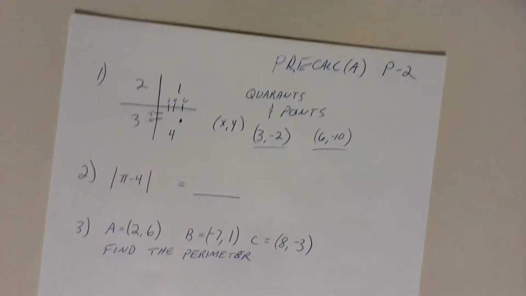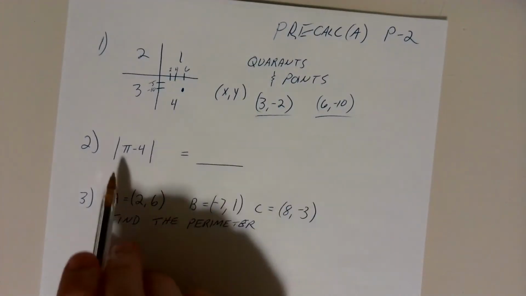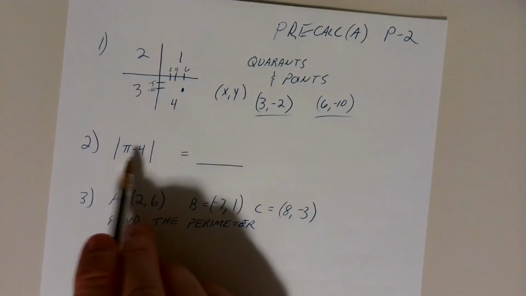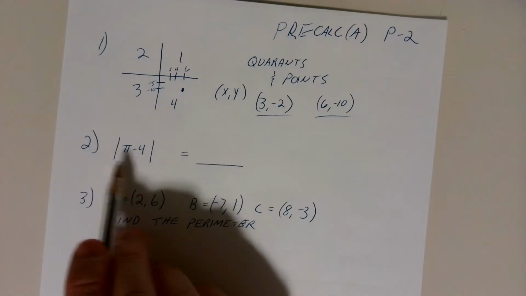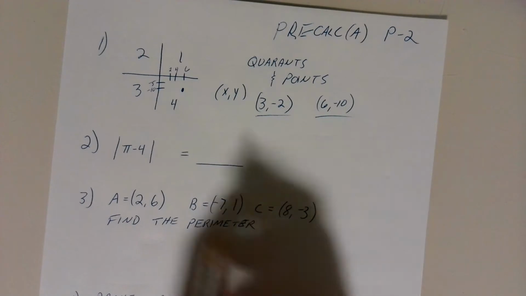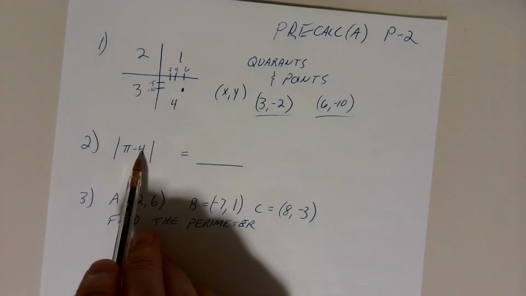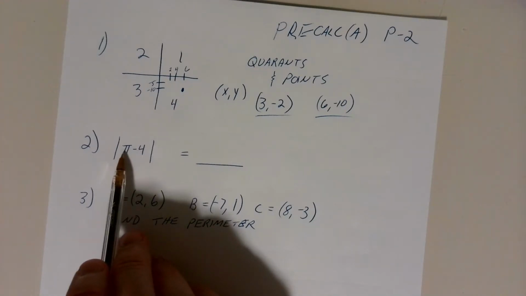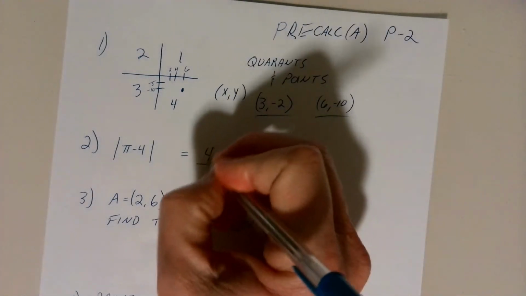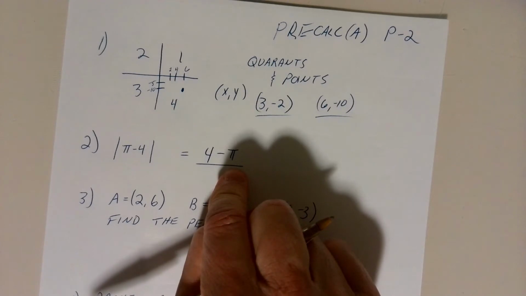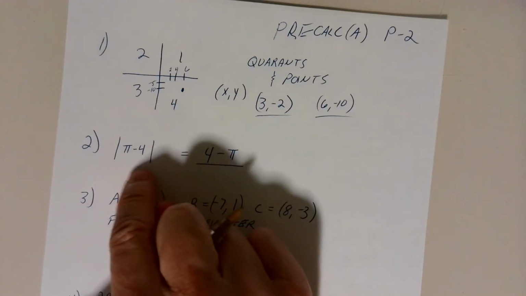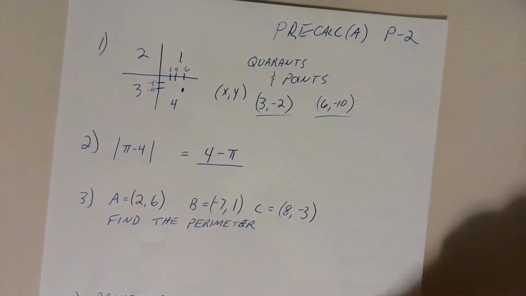Okay, there's another section. How do we take an absolute value expression like this, and can I write it without absolute value symbols? And the answer is yes. Well, pi minus 4 is going to be a little bit less than or around negative 1, right? Because pi is about 3. But if I was to rewrite this as 4 minus pi, bigger number minus littler number, then I don't have to use the absolute value symbols anymore. I can just do it like that.